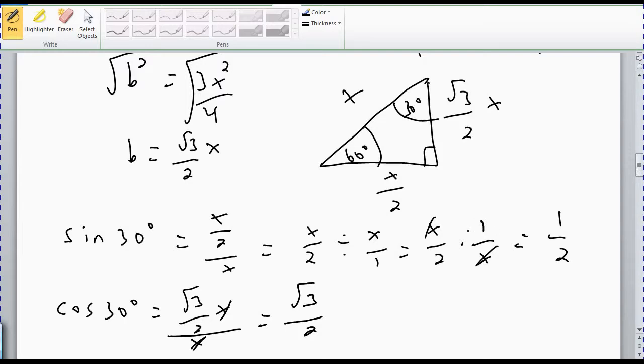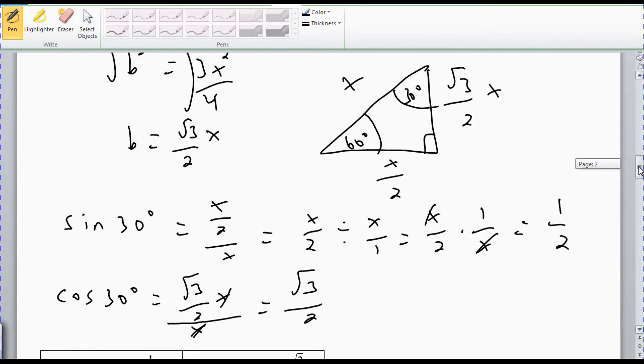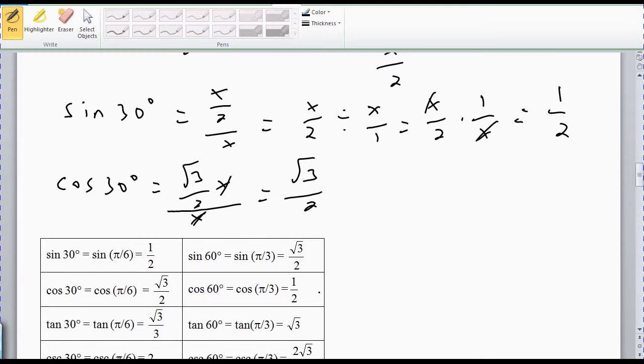Now from there we can do all kinds of things. Sine of 30 is the same as the cosine of 60, and that's what you're going to see down here. Sine of 30 is equal to cosine of 60. Cosine of 30 is the same as the sine of 60. And all we need to really do now is find the tangent of 30 and the tangent of 60.